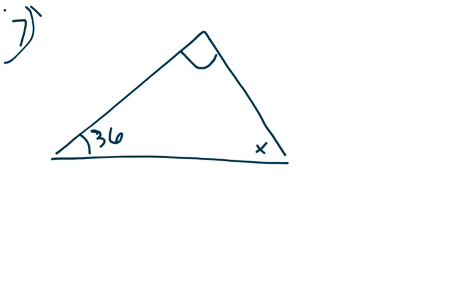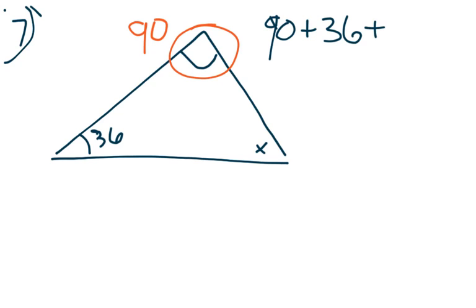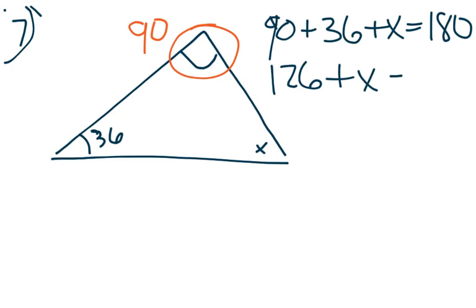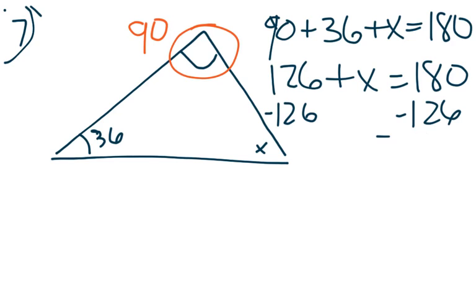So number 7, once again, we have that square. That means we have 90 degrees. So we have 90 plus 36 plus x equals 180. So 90 plus 36 is 126 plus x equals 180. So you want to subtract 126 from both sides. So x equals 180 minus 126, and that is 54.